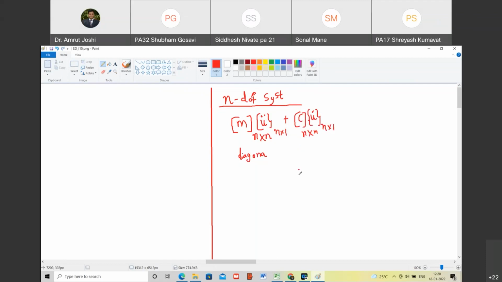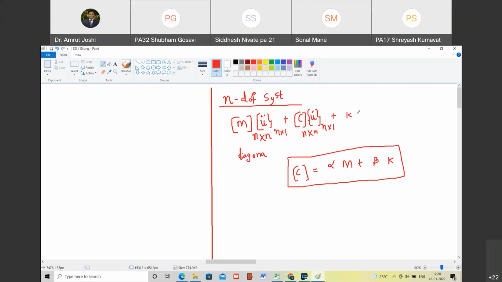We say that in general C is equal to alpha times M plus beta times K. If beta is 0, it is mass proportional damping. If alpha is 0, it is stiffness proportional damping. If alpha and beta both are non-zero, it is mass and stiffness proportional damping. Are you with me? Yes, sir.